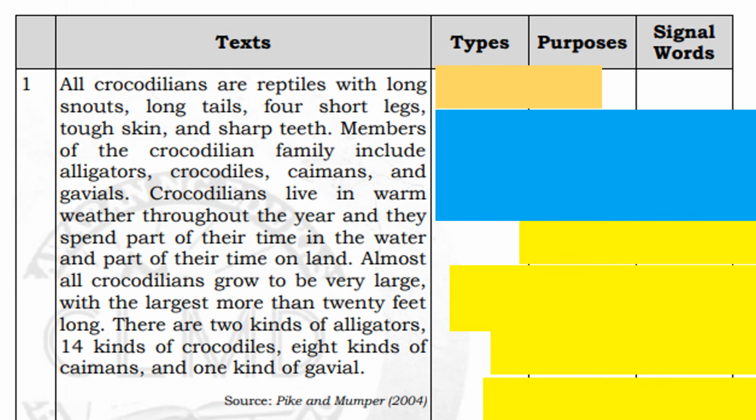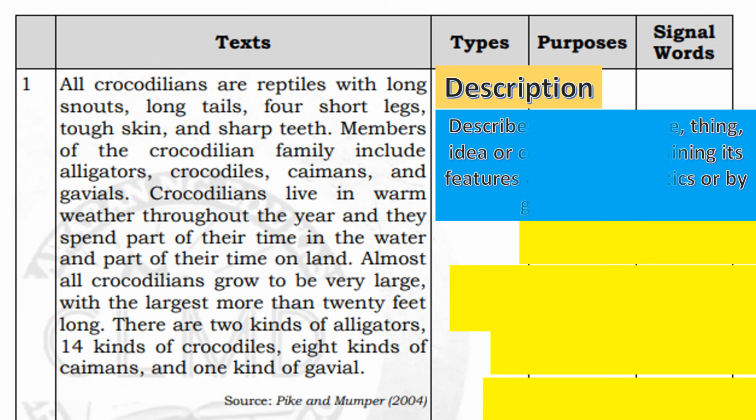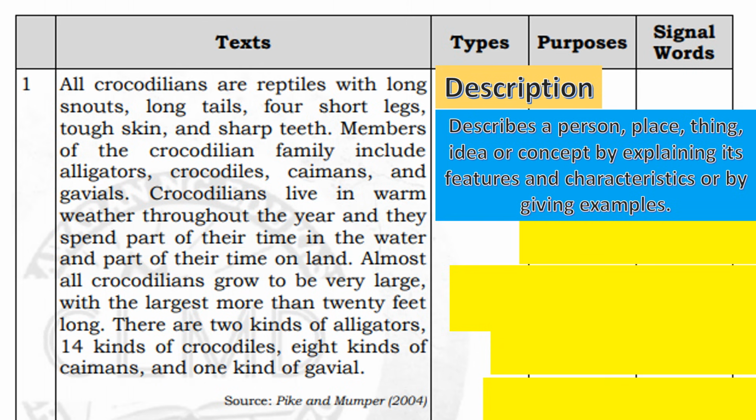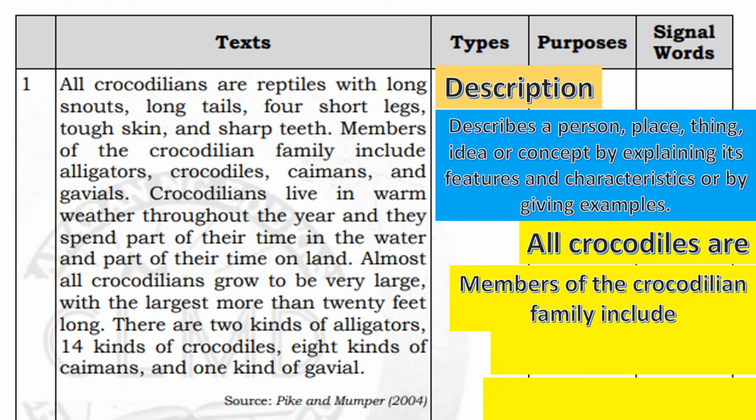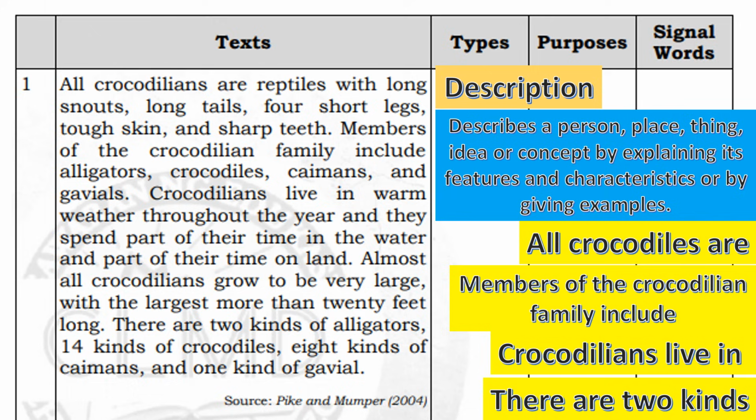Let's start with the type. If your answer is description, you are correct. And of course, the purpose: it describes a person, place, thing, idea, or concept by explaining its features and characteristics or by giving examples, just like in the text in number 1. Here are the signal words for us to identify that this is a description: All crocodilians are. Members of the crocodilian family include. Crocodilians live in. There are 2 kinds.